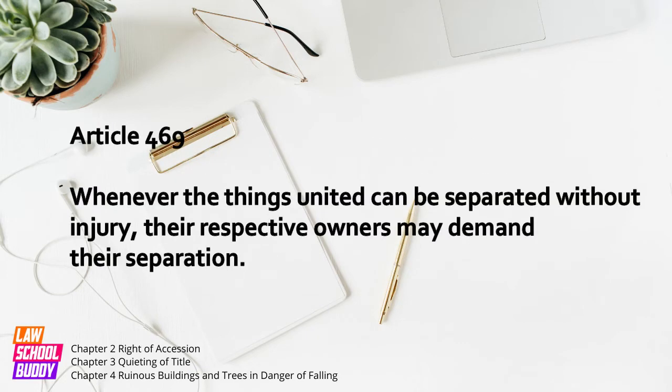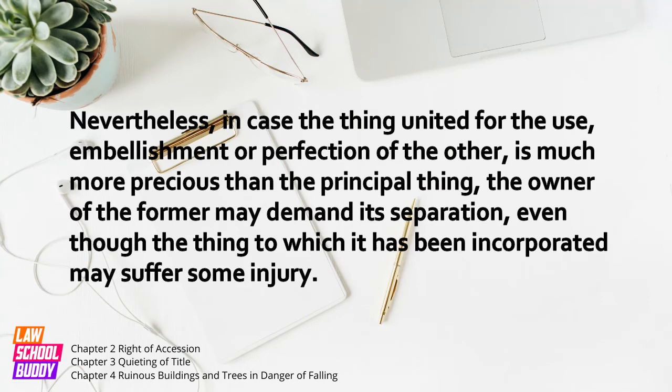Article 469. Whenever the things united can be separated without injury, their respective owners may demand their separation. Nevertheless, in case the thing united for the use, embellishment or perfection of the other is much more precious than the principal thing, the owner of the former may demand its separation, even though the thing to which it has been incorporated may suffer some injury.